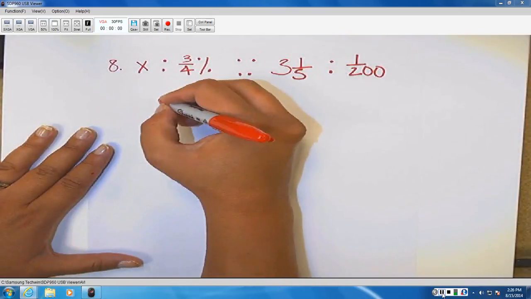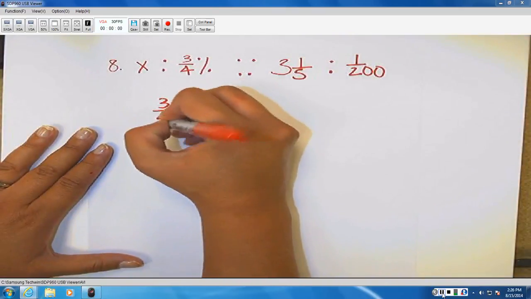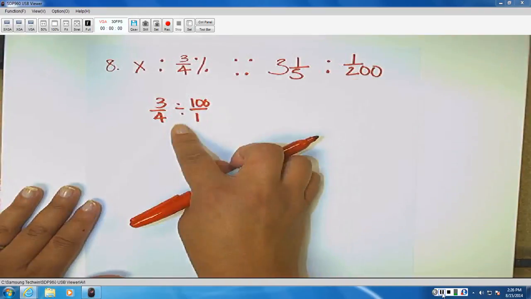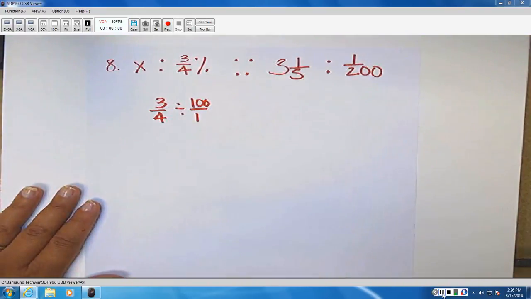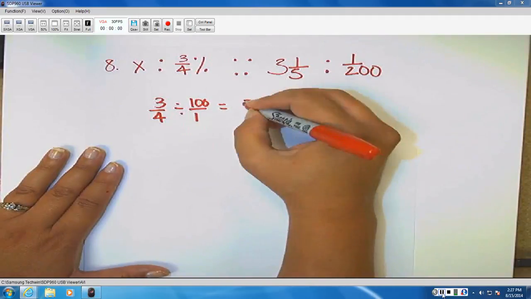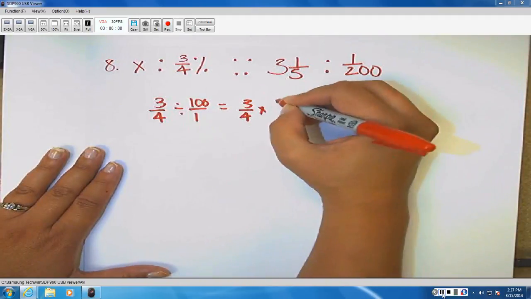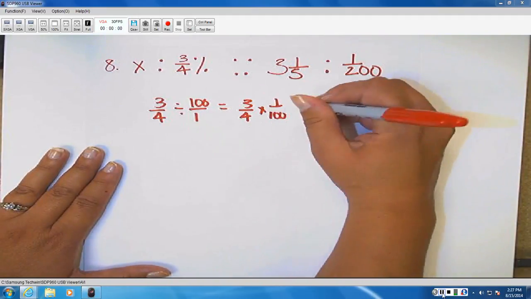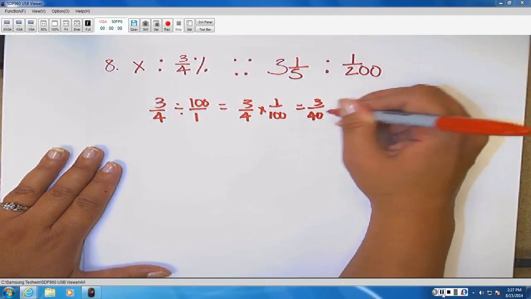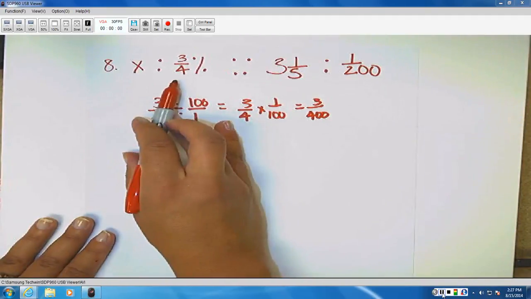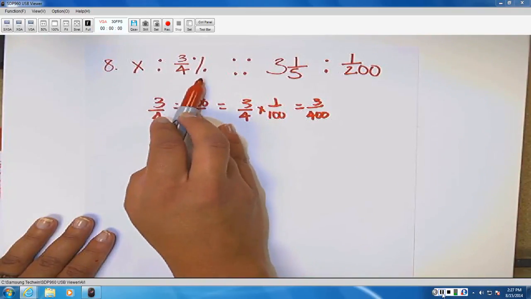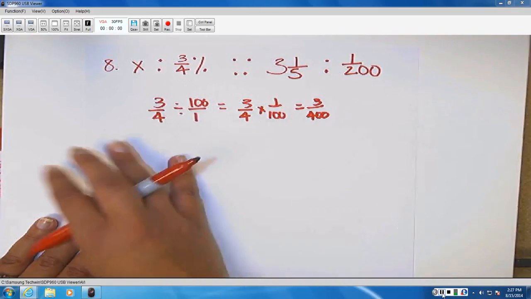So we're going to take 3/4 divided by 100. But as you know, instead of dividing that, we can flip that upside down and then multiply straight across. So this is actually 3/4 times 1 over 100, and we end up with 3 over 400. So that's how we're going to get rid of this percentage. 3/4% is actually 3 over 400.